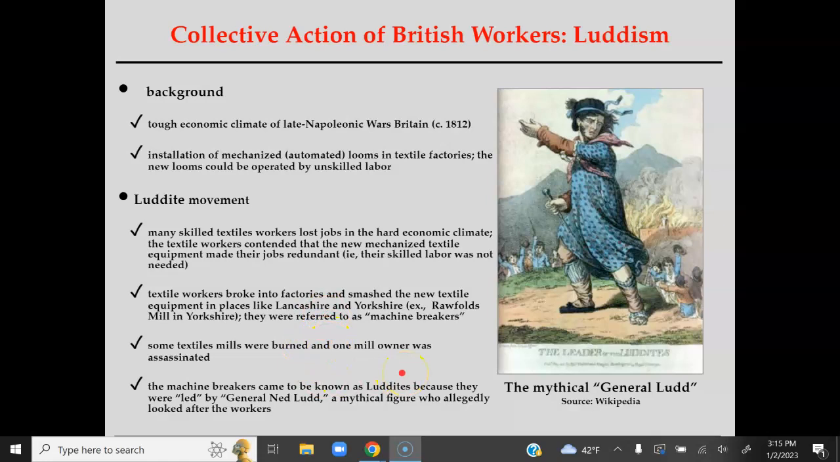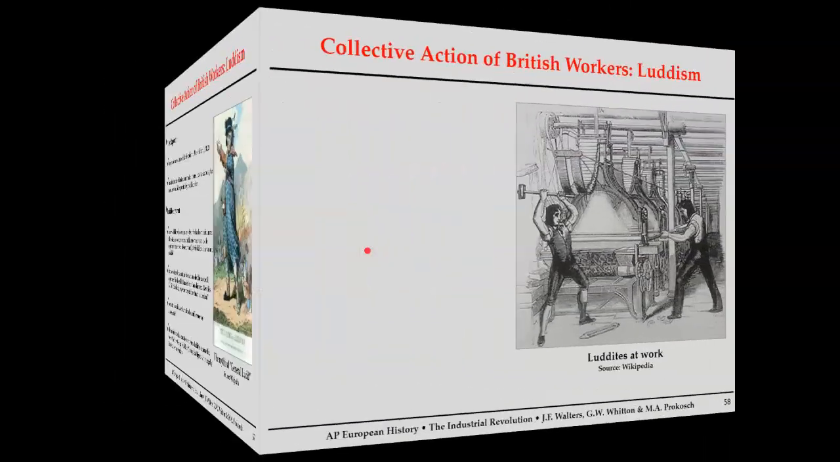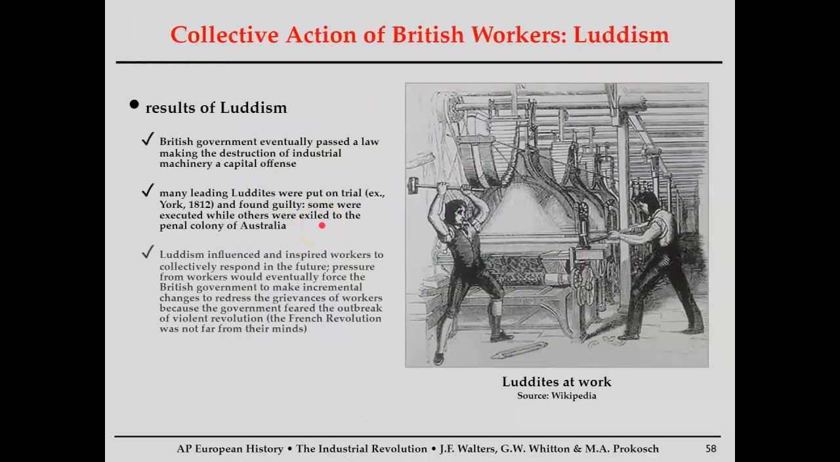They literally thought they were just being led into these factories by this giant-like figure named General Ned Ludd to tell them to go destroy the machines in the factories. I don't know what they were smoking, but it must have been strong. So the British government's going to respond to this because it actually gets pretty intense. So they eventually pass laws saying the destruction of industrial machinery is a capital offense. You can be killed for it.